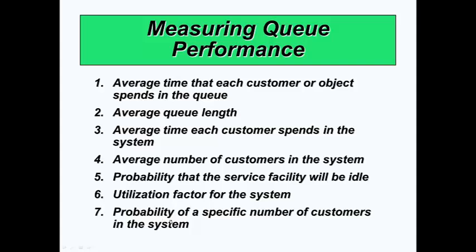Finally, what is the probability of a specific number of customers in the system? What is the probability that there will be 5 people in the system, 4 people in the system, 10 people in the system? That is important to make several decisions. Identifying the number of service providers, identifying the space required for people to wait. All of these can be designed based on number 7. So if you are an operations manager, these are some of the things that you are looking at.